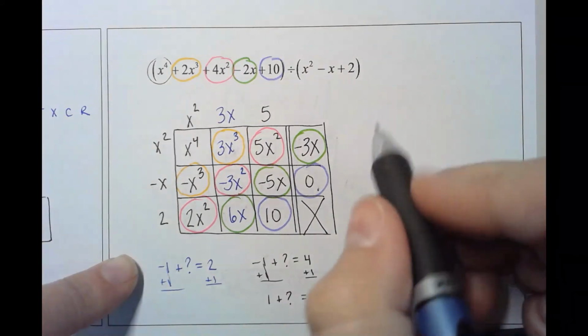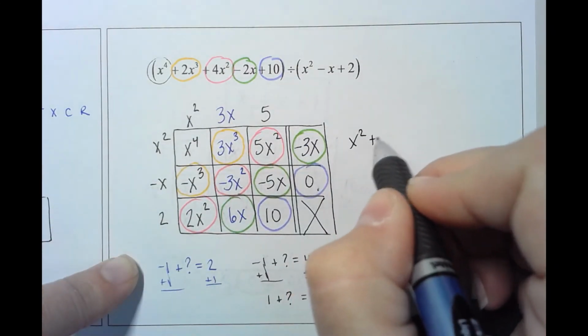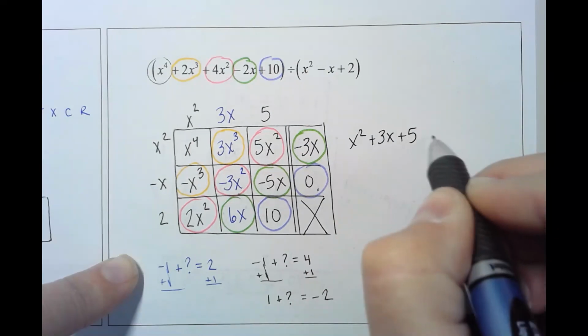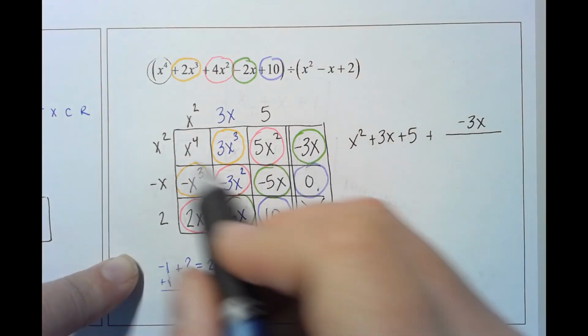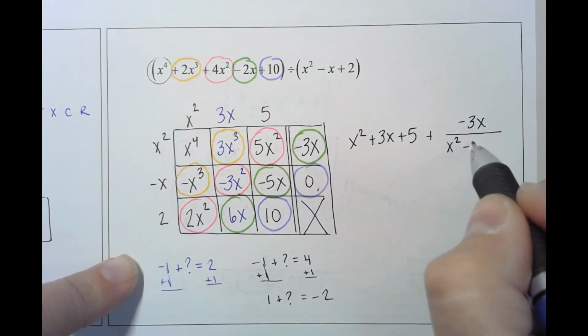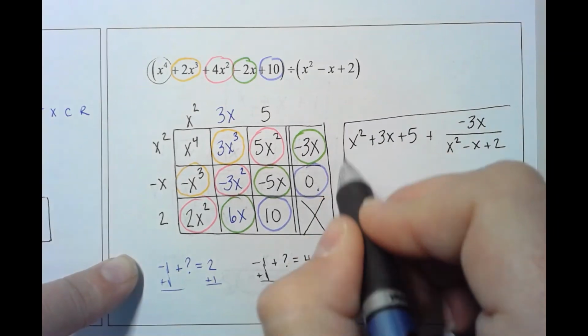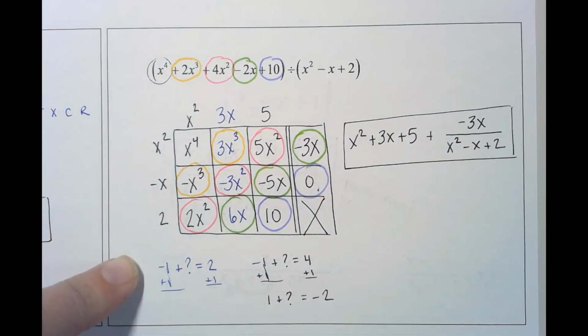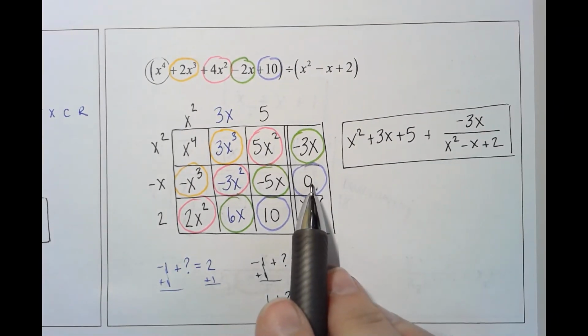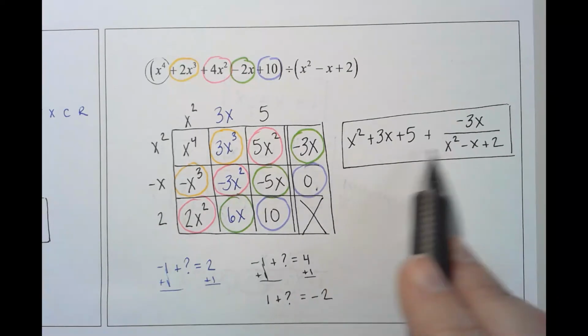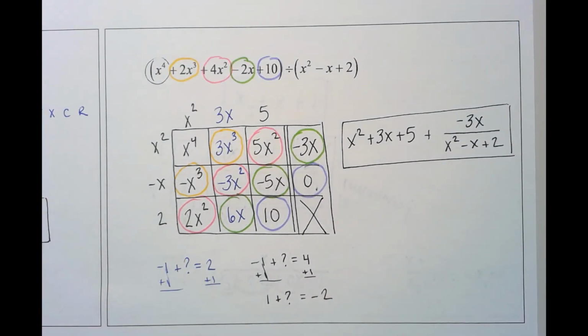All right, so my answer, x squared plus 3x plus 5. My remainder is negative 3x, and my divisor was x squared minus x plus 2. Okay, now I didn't intend for us to have a 0 in this box, and it doesn't matter. This is the correct answer, but I really want to make sure we address what our answer would look like if there was a number there.